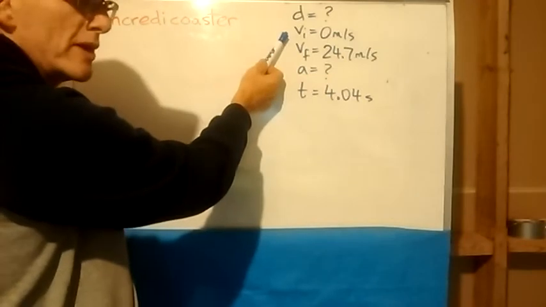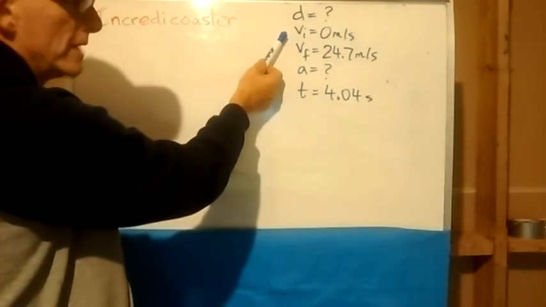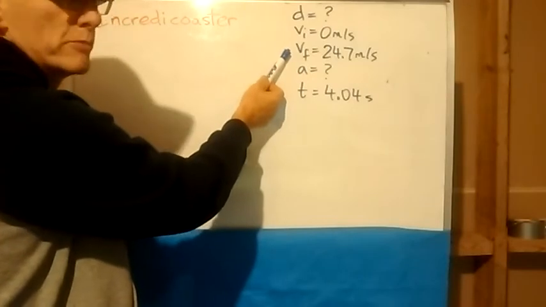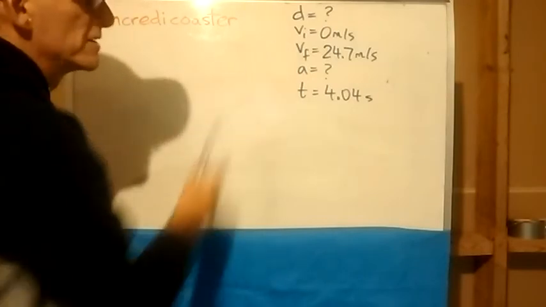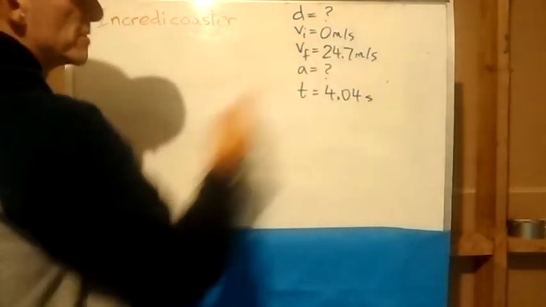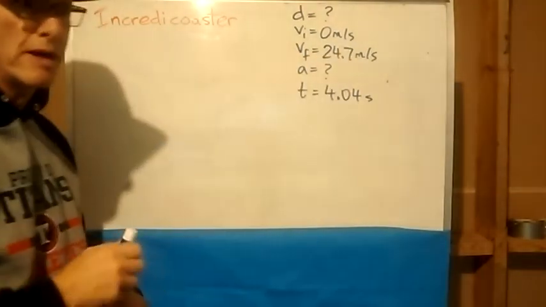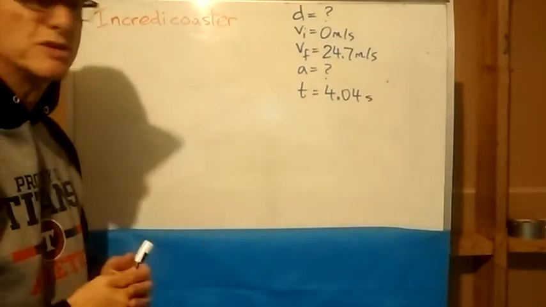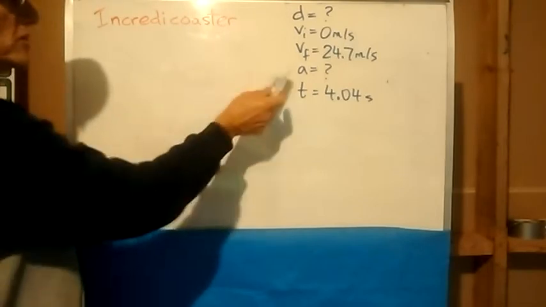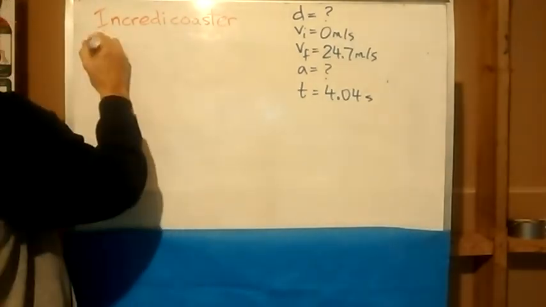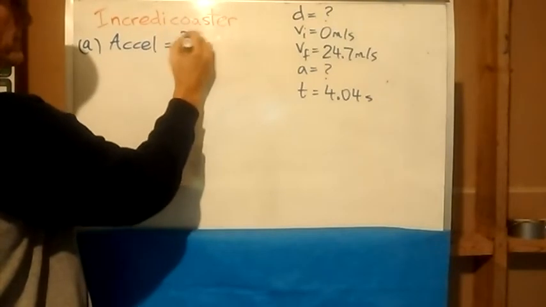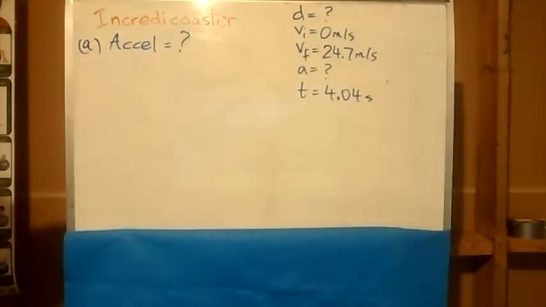They said we started at 0, and you can see that in the video. And you can see in the video you get up to a pretty high speed. In fact, it's 24.7 radar-gunned meters per second. And the time, from numerous students, we got the average, 4.04 seconds. So what we're trying to find right now is, what is the acceleration? So we'll look for that one right now.